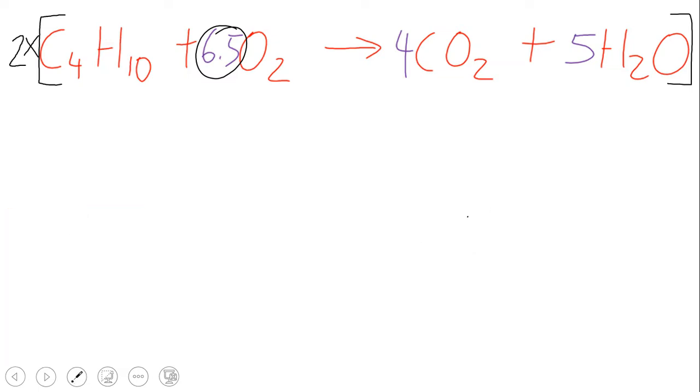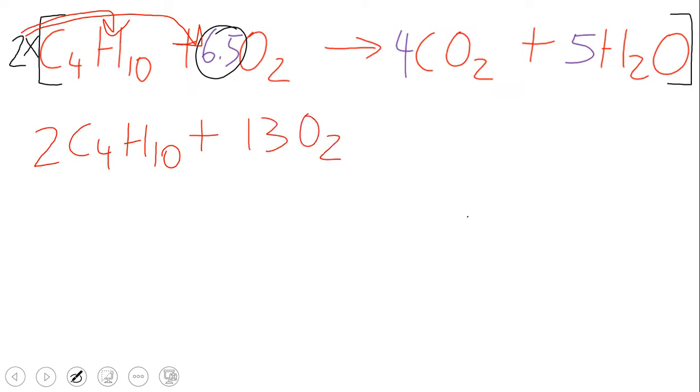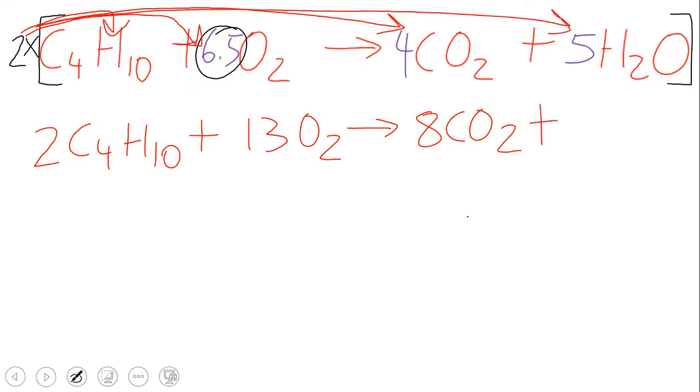Remember, we are multiplying every term by 2. So it's going to be 2C4H10 plus 2 times 6.5, which is 13, so that's 13O2. Now 2 times 4 is 8, so it's 8CO2. And then 2 times 5 is 10H2O. And so now let's see if this equation is actually balanced.